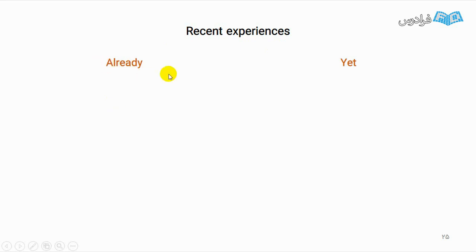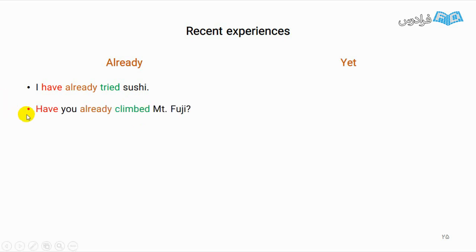For example, already and yet. I have already tried sushi. It means that it happened for me recently, but I don't mention the time because it's not important. I want just to tell you I have experienced it. Have you already climbed Mount Fuji? We can use already in affirmative sentences and in questions, but we have to put already in these sentences before the past participle verb.